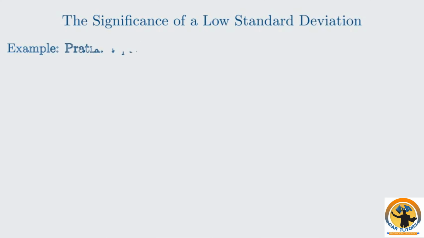If we had the raw data, we would likely calculate and compare standard deviations to comment on consistency, with a lower standard deviation indicating more consistent performance. A final topic, which is more conceptual but crucial for higher-level study and understanding, is the significance of a low standard deviation. Let's consider Pratik, a quality control officer at a biscuit company.